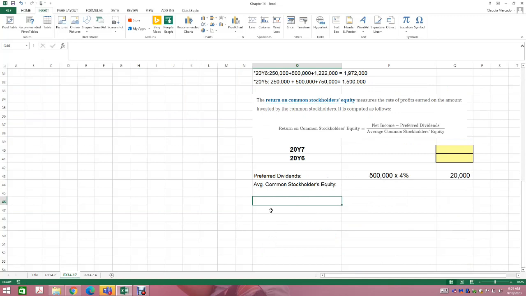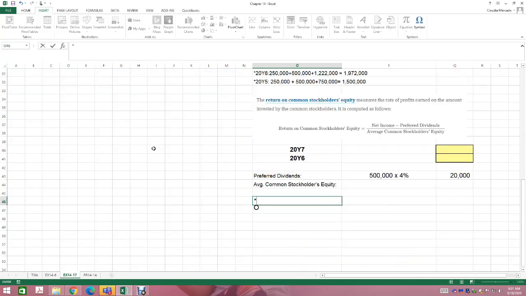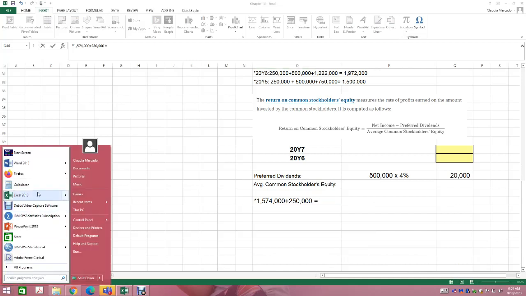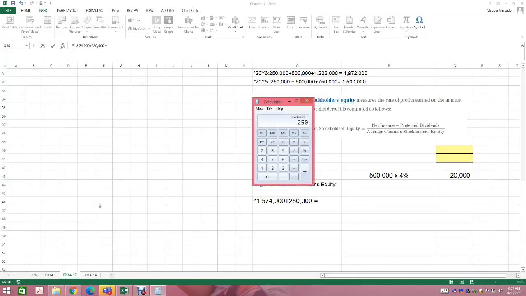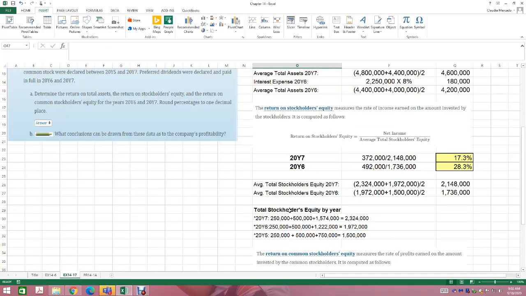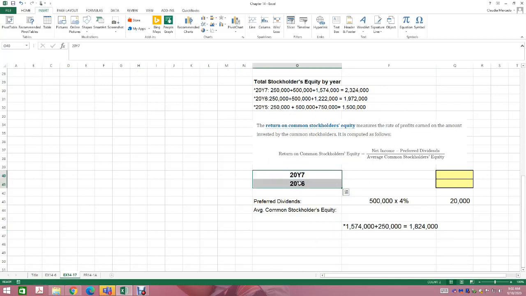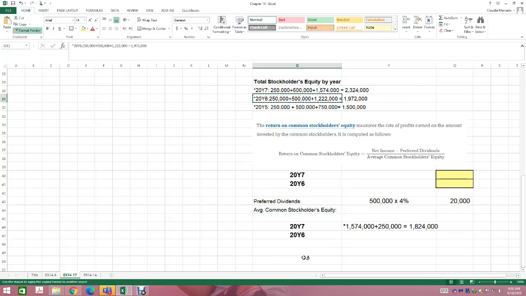I'm going to add my 250,000 plus my 1,574,000. And let's see what we get. 1,574,000 plus 250,000 is 1,824,000. Now we're going to do the same thing. That was for 20Y7. Okay, so for 20Y7, I've got that.